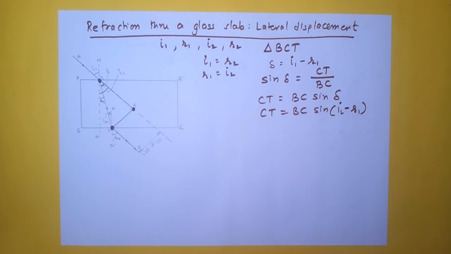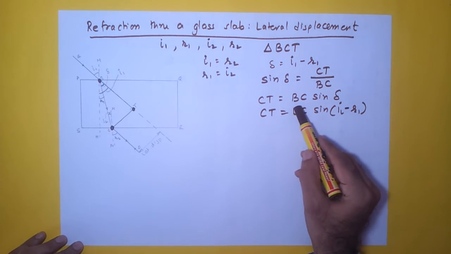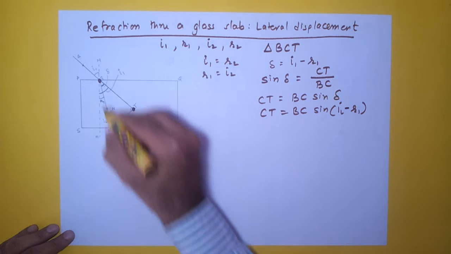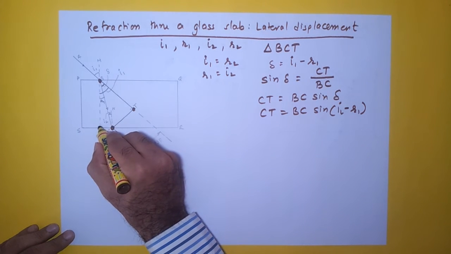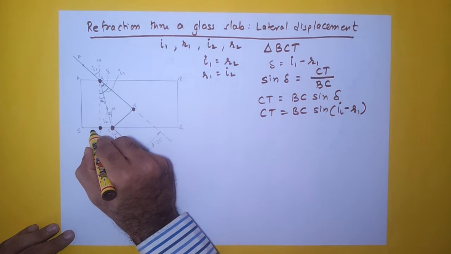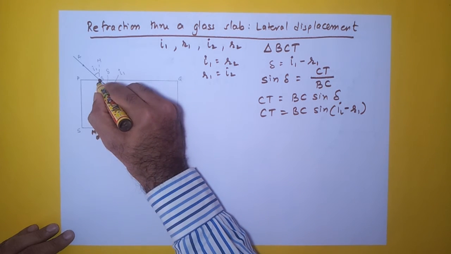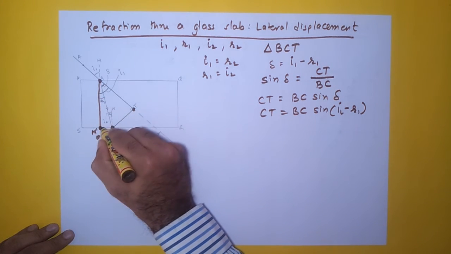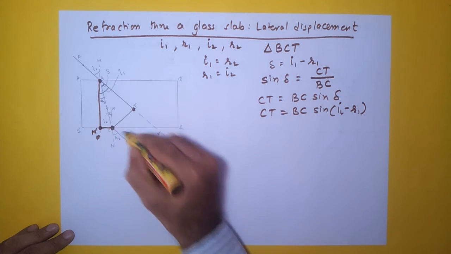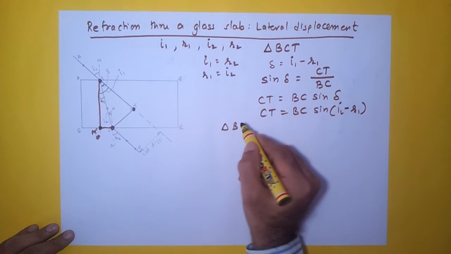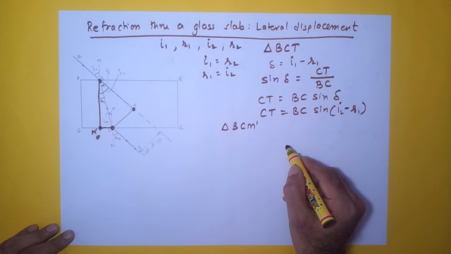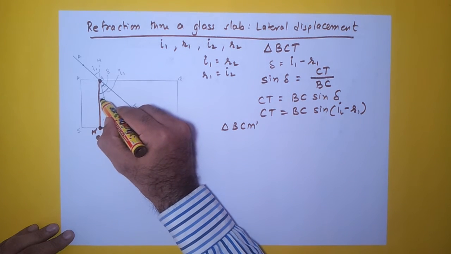Okay. Now I want to find out an expression for BC. So for that purpose, I focus my attention on triangle BCM'. Let us call this point M', just for the sake of simplicity. So I am focusing my attention on this triangle BCM', and in this I have this angle R1.